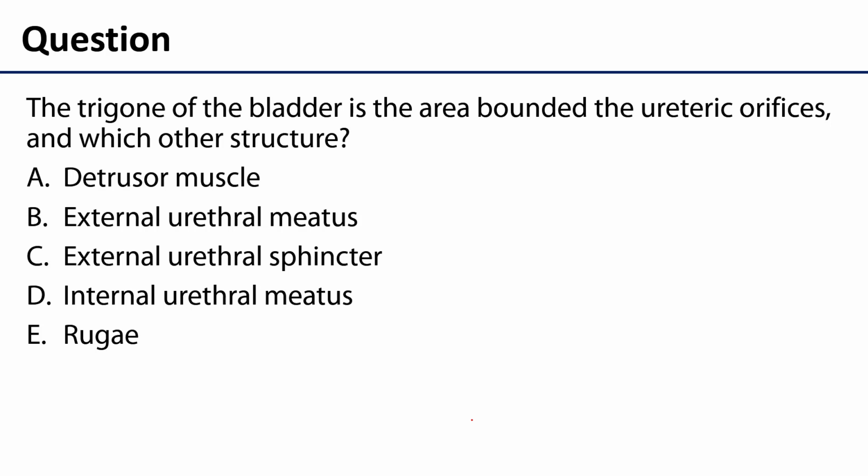And that leads us to the assessment question for this video. The trigon of the bladder is the area bounded by the ureteric orifices and which other structure? Is it detrusor muscle? Well, no, that's throughout the bladder. External urethral meatus? Nope, that's where urine is leaving the body. External urethral sphincter? Nope, that's in the urogenital diaphragm. Internal urethral meatus? Sounds pretty good. Rugae? No, those are the ridges within the bladder.